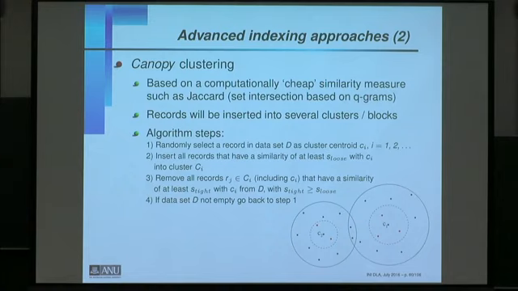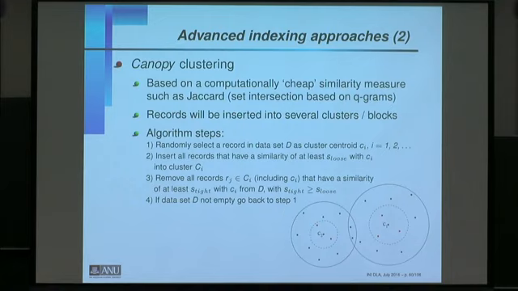Canopy clustering is another idea which has been developed. It's an overlapping clustering technique where we use a very simple, very fast similarity measure. Often what's used is Jaccard similarity based on Q-grams, like what I explained before with Q-gram-based approximate string comparison. We do the clustering by randomly selecting a record as a centroid. We then add all the records in the database which have a high similarity, within a certain loose similarity threshold, into that cluster. So these would be the large clusters here.